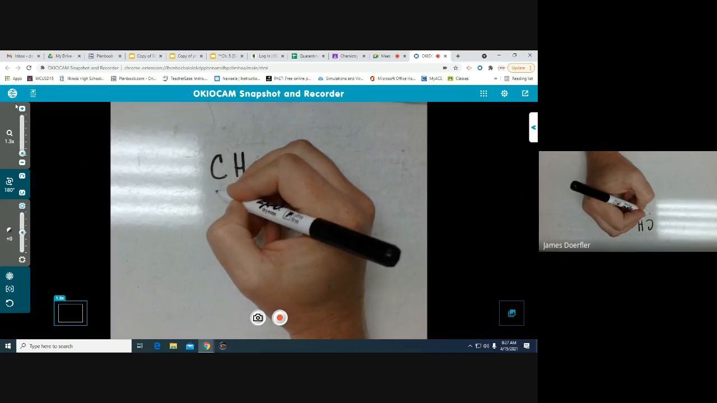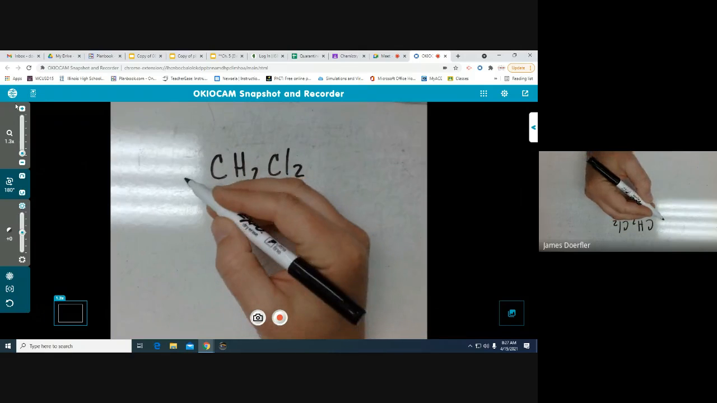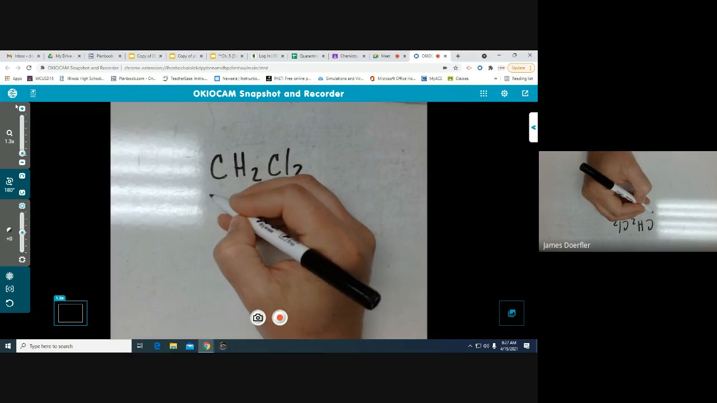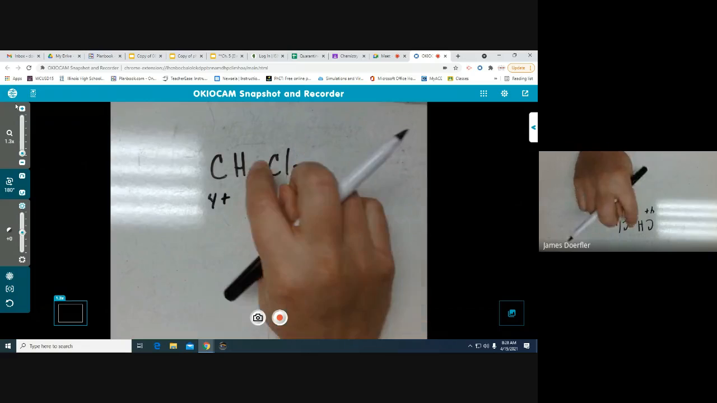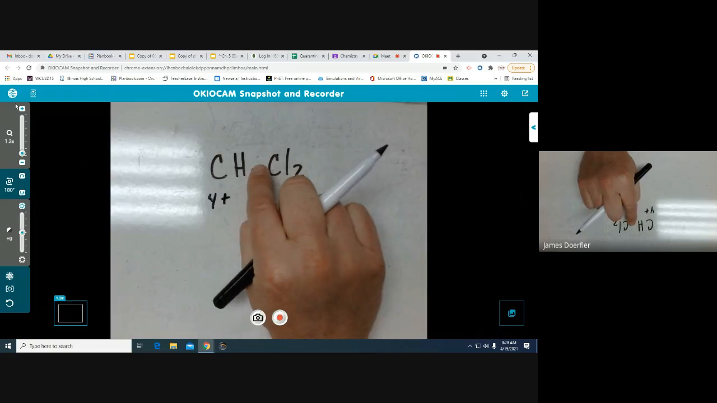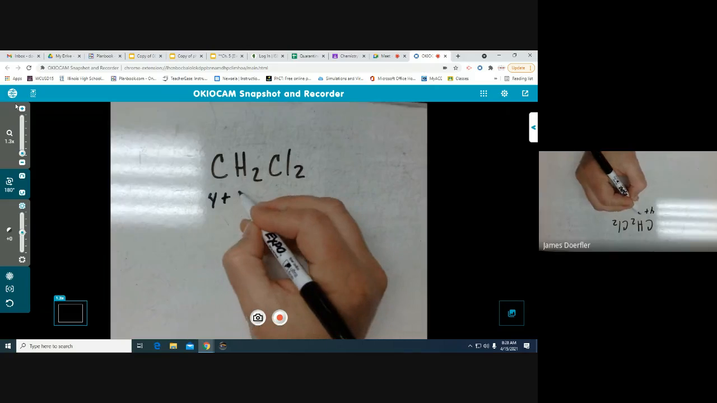How many valence electrons does carbon have? 4. Okay. Now, how many does a single hydrogen have? It has 1. How many are present, though? 2. So how many valence electrons are going to be contributed by all hydrogens? 2.